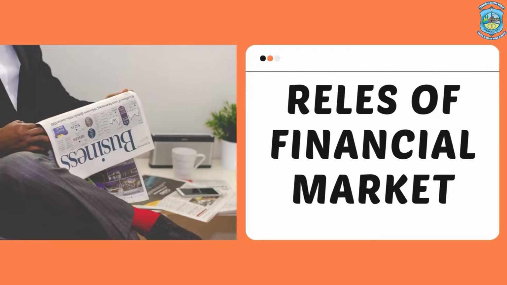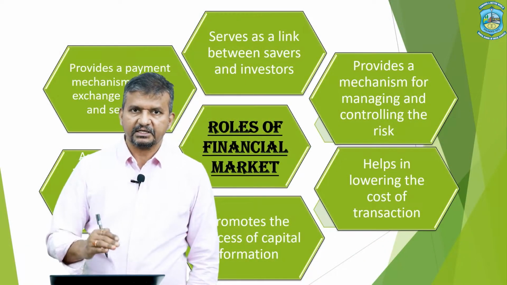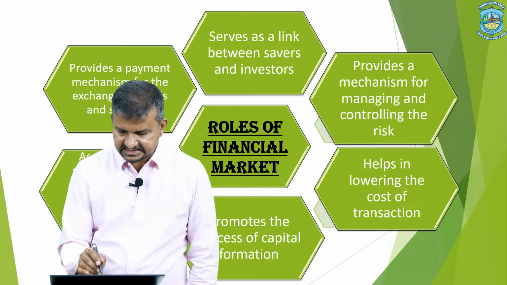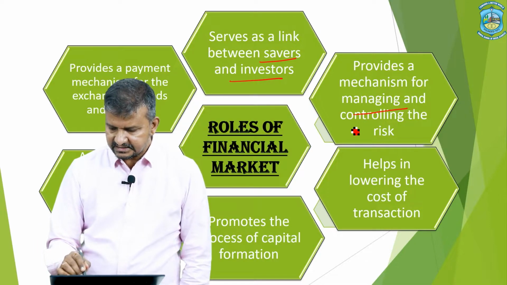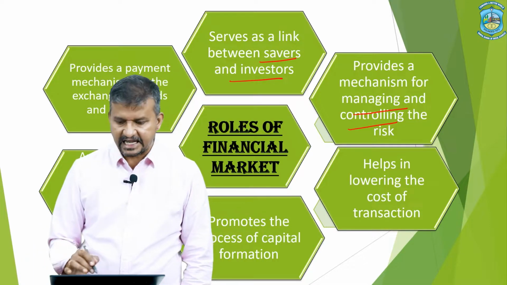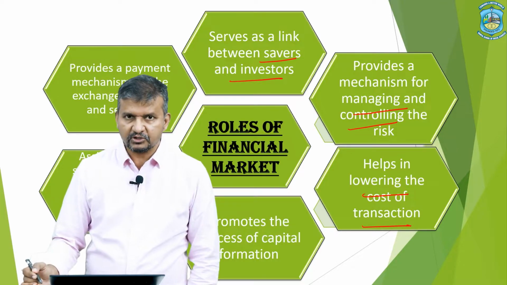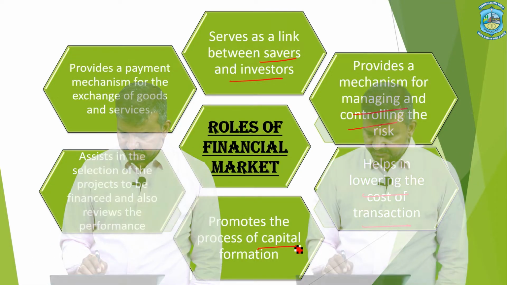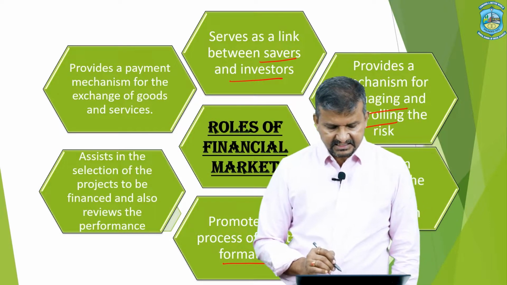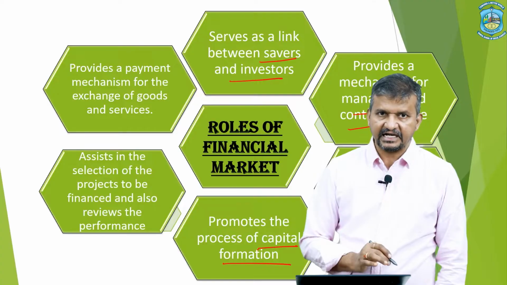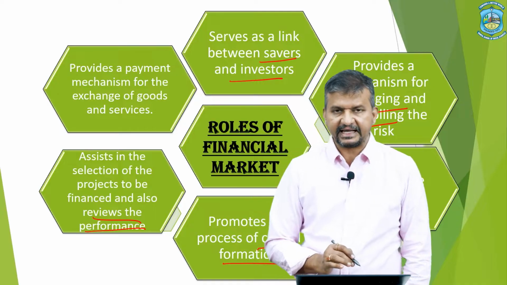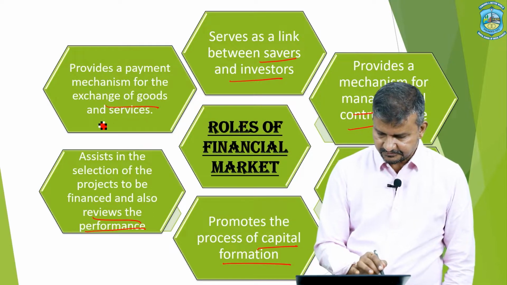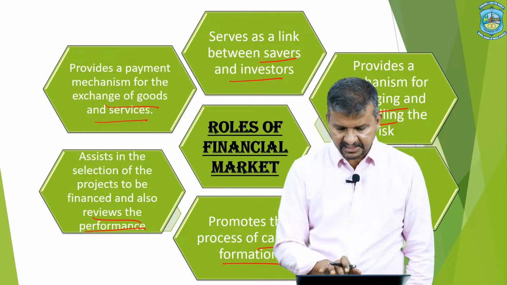Then we come to roles of financial market. What role does a financial market play? Number 1, it serves as a link between the savers and investors. Then it provides a mechanism for controlling risk. Then it helps in lowering the cost of transactions. Then it promotes capital formation, a critically important thing. Then it assists in the selection of the projects which are to be financed, and reviews their performance, and it also provides a payment mechanism for exchange of goods and services. These are all roles of a financial market.